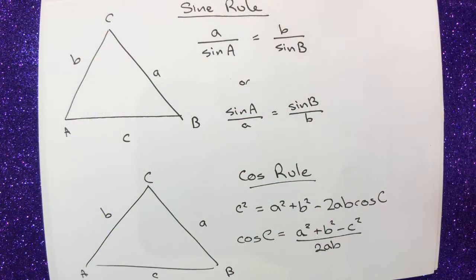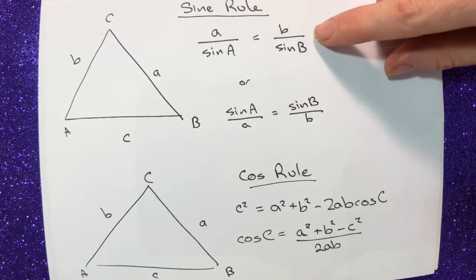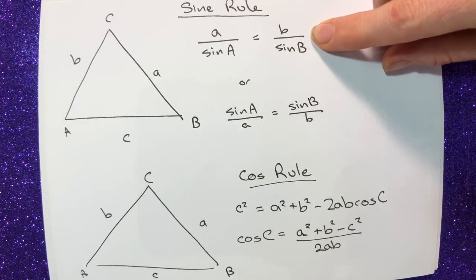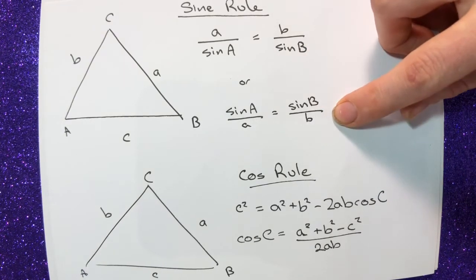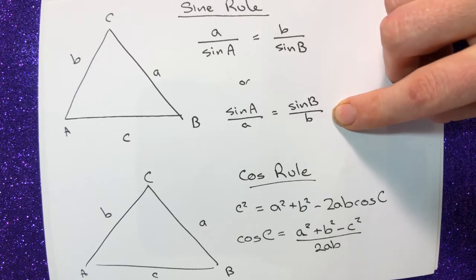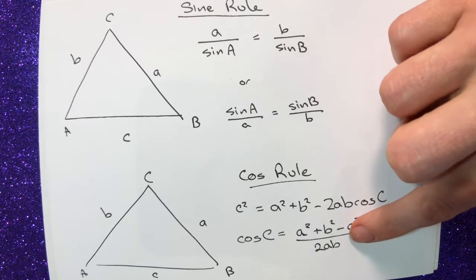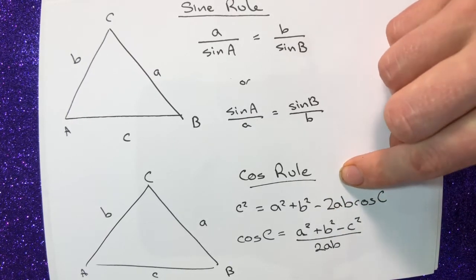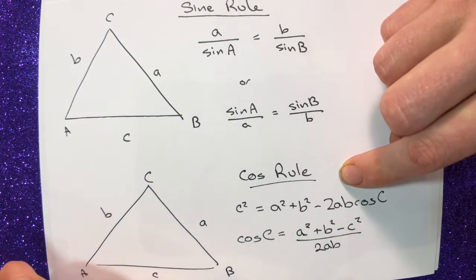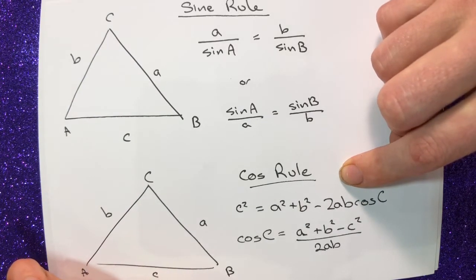Here I've written out the sine rule and the cos rule. These rules are both on your formula sheet that you get given. The sine rule version with the sides on top is given to you. This one's just the reciprocal of that, so you can create that anytime. That one's not. But both versions of the cos rule, which are just algebra rearrangements of themselves, are on your formula sheet. So you don't need to learn the rules, you just need to learn how to use them.